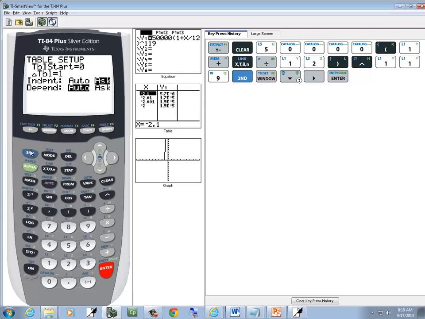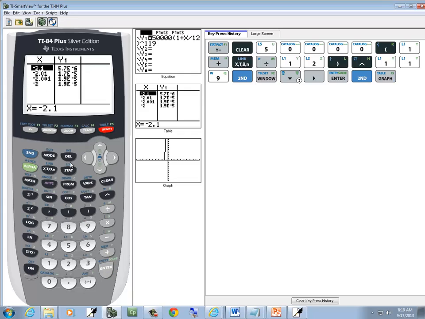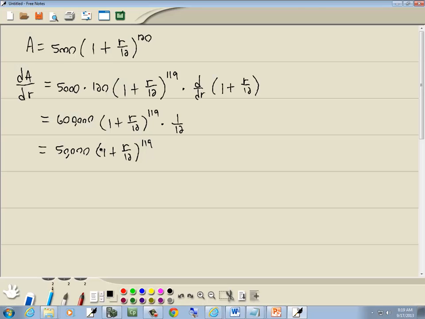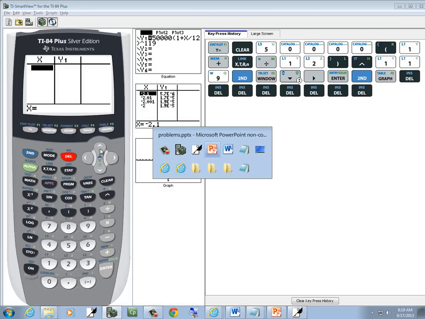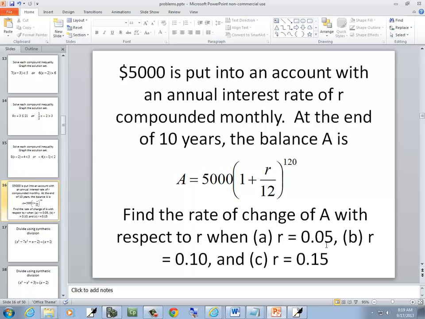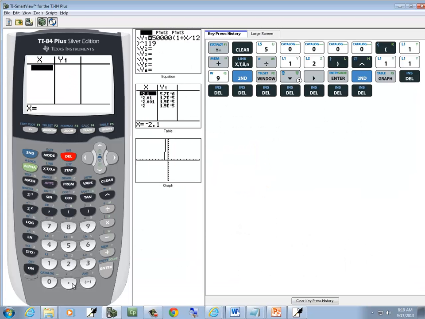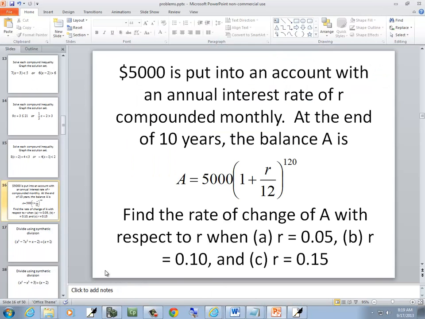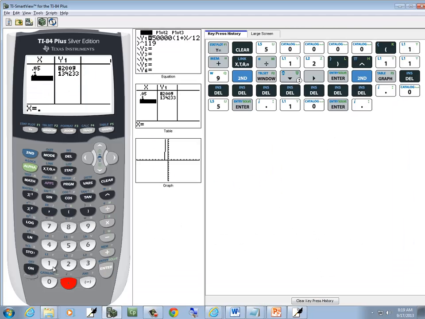Okay. Now if I go into my table, so if I do second graph, I got some numbers myself, so I'm going to press delete to clean them out. You may not have any numbers. And for this particular problem, they want us to plug in R is equal to 0.05, 0.10, and 0.15.